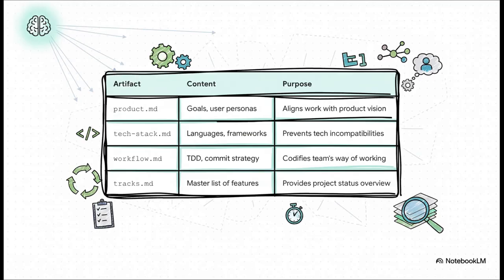Let's dig into that first phase, establish. This is where the magic really starts. Conductor guides you to create these key context artifacts. You've got product.md, which is all about your goals and user personas. Then there's techstack.md to lock in the languages and frameworks, so no surprise tech choices. And what's really cool is workflow.md. You can literally codify your team's process, like your commit strategy or even enforcing test-driven development. The AI isn't just helping, it's learning your rules.